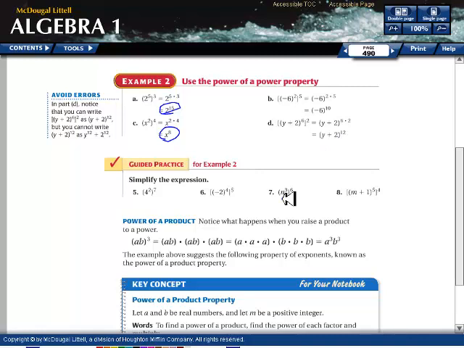So simplifying these expressions. I'm raising a power to a power, so I multiply, 4 to the 14th. This one, I've still got -2 to the 20th. Next one, to the 18th power. And the last one, it's really no different, even though it looks a little bit more complicated. It's still m to the 1st to the 20th power.